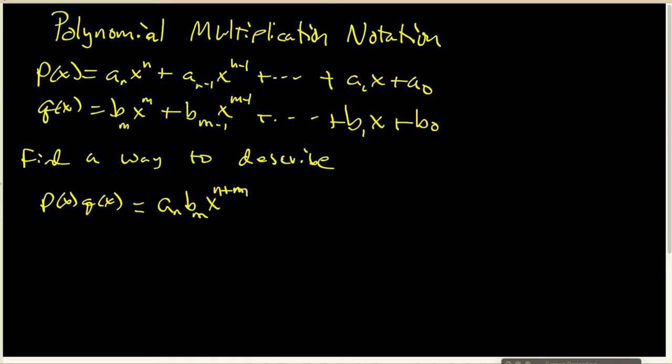And I know the very smallest thing that I'm going to get, the constant of the product polynomial, is going to be the product of those two constants. So I can write that way down here as a0 times b0. The question, however, is what goes here?